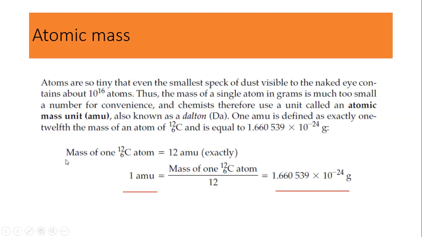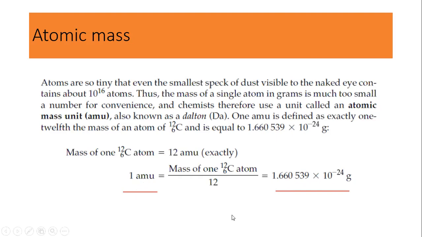Let's suppose this is the example. The mass of one carbon 6 12, as we have discussed before, will be equal to 12 AMU. The 12 is coming from here, this is the mass number, and exactly it will be equal to 12 AMU. So how can we calculate 1 AMU? Simply, you have to divide this by 12, as shown here. 1 AMU will be the mass of one carbon atom divided by 12, the 1/12th mass of carbon 12, and this will be equal to 1.660 exponent minus 24 gram.